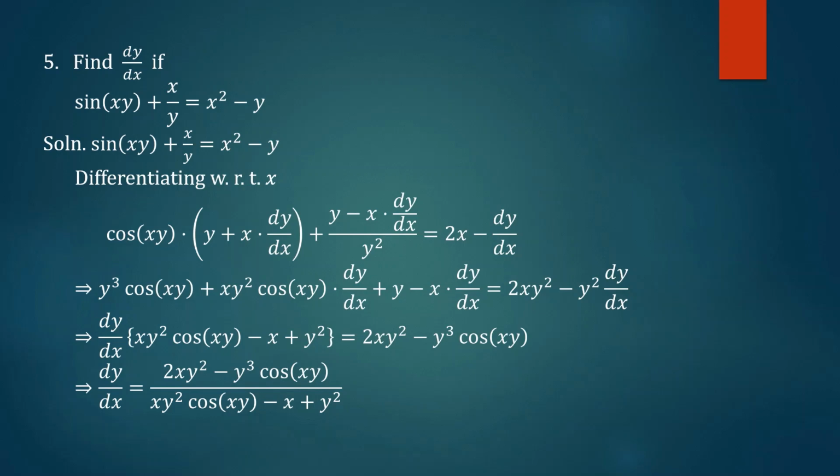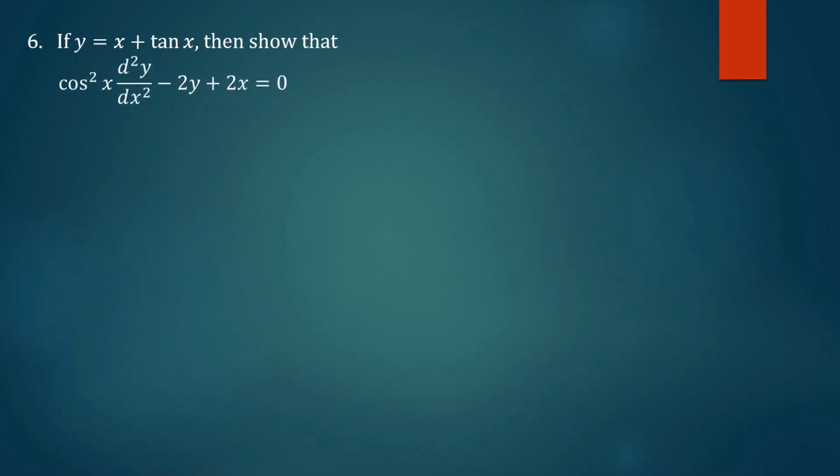Okay, so next we will go to the new question. This is your question. If y is equal to x plus tan x, then show that cos square x d2y/dx2 minus twice y plus twice x equals 0. Actually, at first sight you can imagine that it is a very simple problem, but before finding the solution it is actually tough, while after the solution it will be very easy. You see the question, solution.